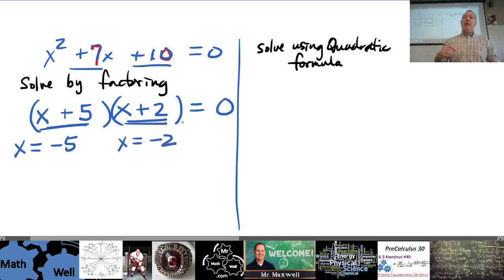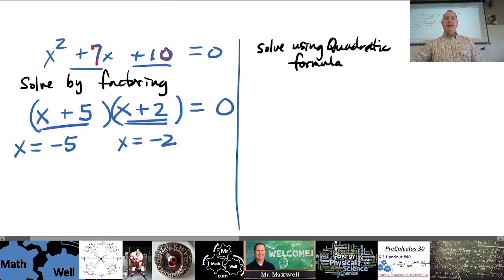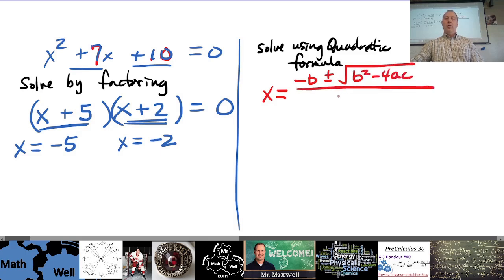Now let's use our new friend, the quadratic formula. And that, of course, is x equals negative b plus or minus root b squared minus 4ac all over 2a.